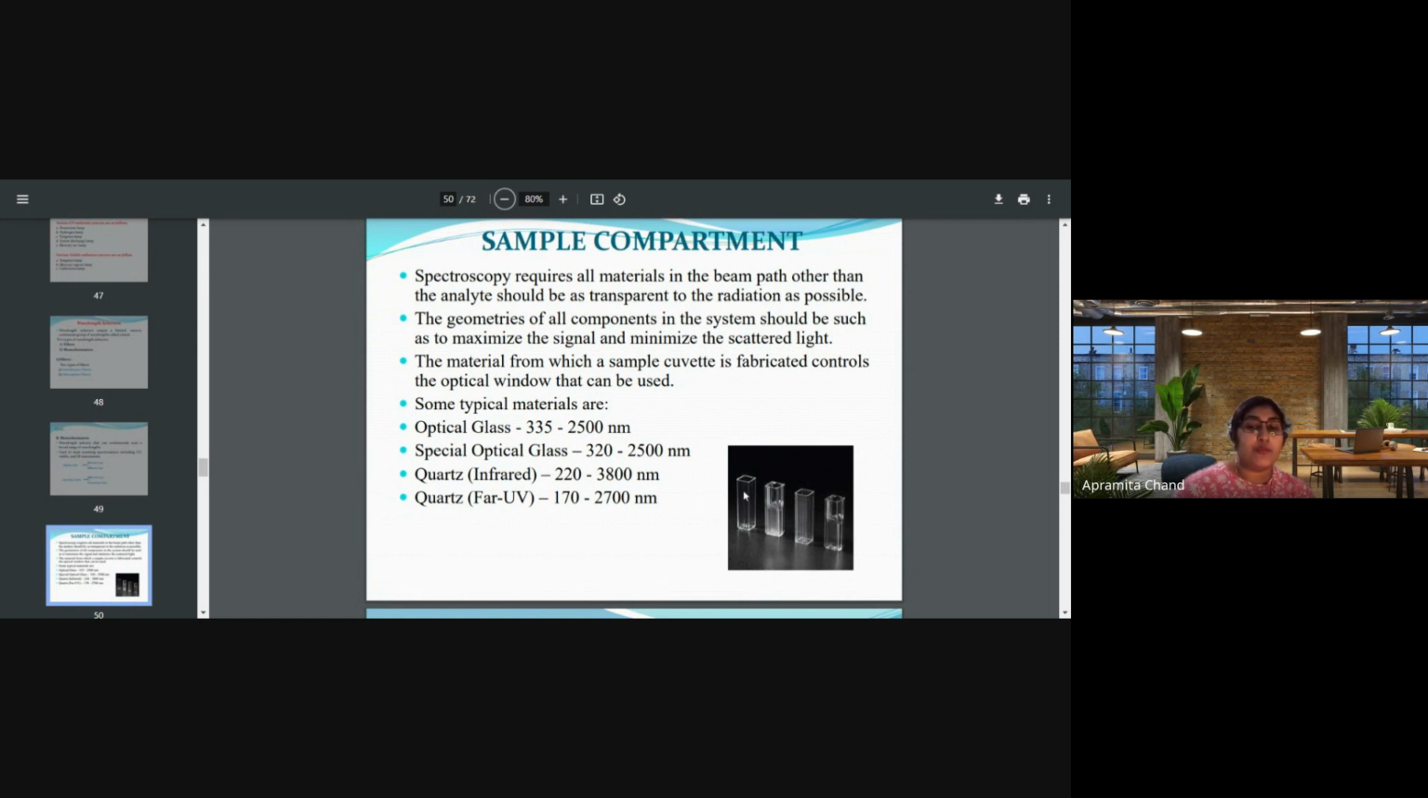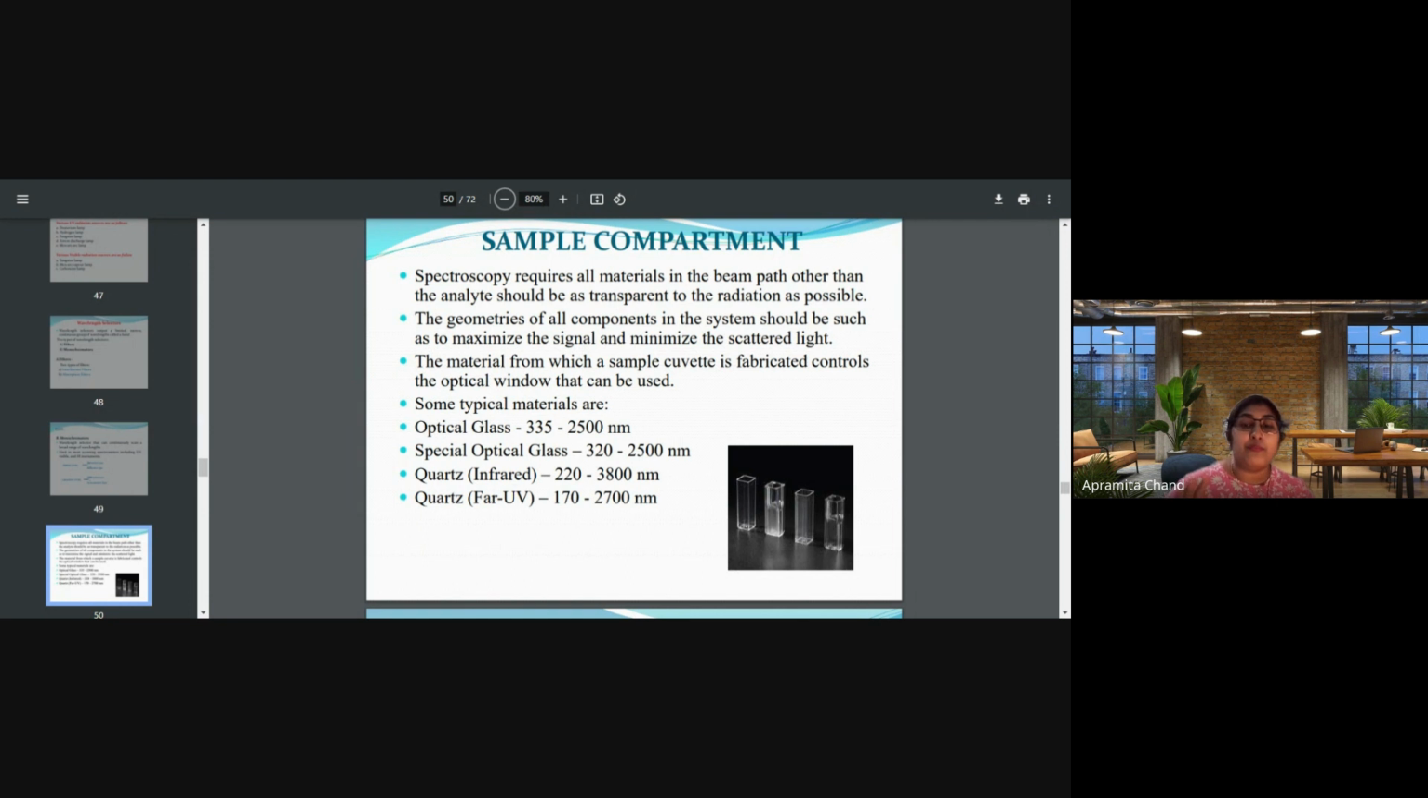Solution is usually put in sample containers like this. Okay, and the main characteristic is what? It should be transparent, and the geometry should be such that the signal will be maximized. You will see that the sample is absorbing the signal, so the construction should not be such that it will scatter too much. If it scatters, then what is the point of absorption spectroscopy? So it should be transparent, it should be non-reactive, it should also maximize the signal. So the geometry has to be constructed such that it minimizes the scattering.